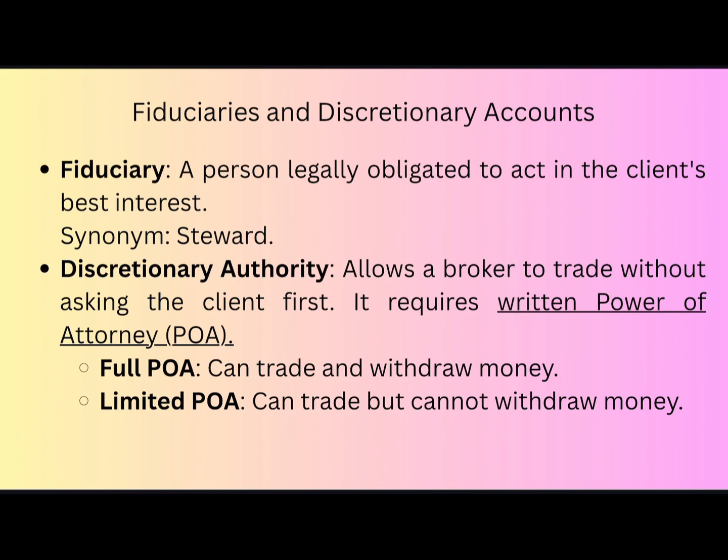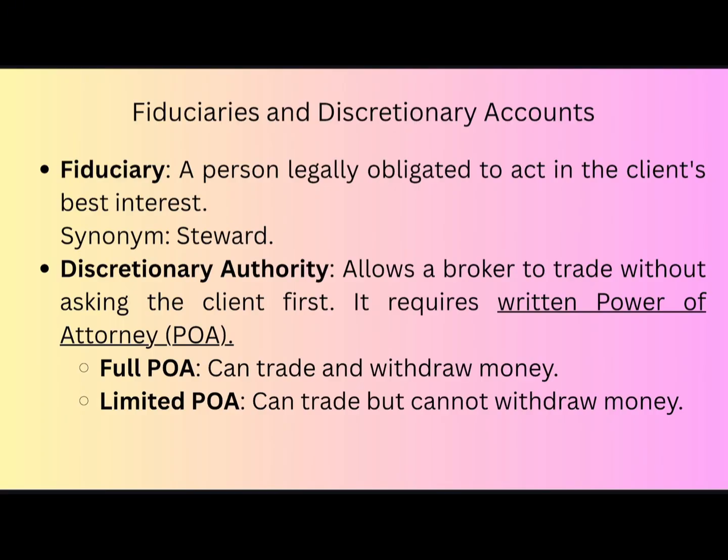When it comes to fiduciary and discretion, always remember fiduciary is a good thing. It's a trustworthy capacity. A person legally obligated to act in the client's best interest is acting in a fiduciary capacity. And discretion allows a broker-dealer to trade without asking the client first. Discretionary authority requires written power of attorney signed by the client. So you have full power of attorney and limited power of attorney.